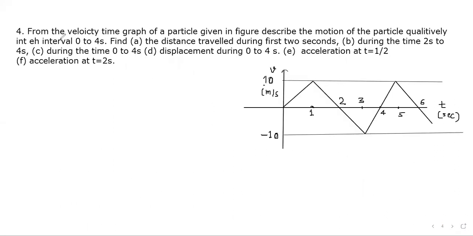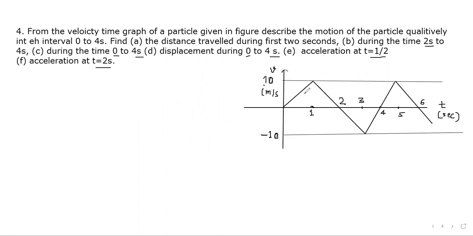Question number 4 says, from the velocity time graph of a particle given in the figure, describe the motion of the particle qualitatively in the interval 0 to 4 seconds. Find the distance traveled during the first 2 seconds, during the time 2 seconds to 4 seconds, during 0 to 4 seconds, the displacement from 0 to 4 seconds, the acceleration at t equal to half second, and the acceleration at t equal to 2 seconds. So let's evaluate it.